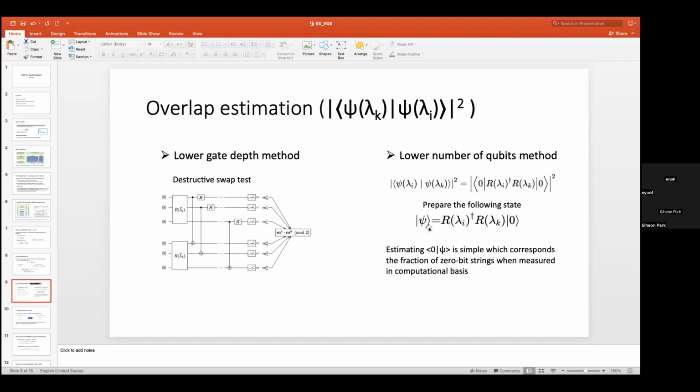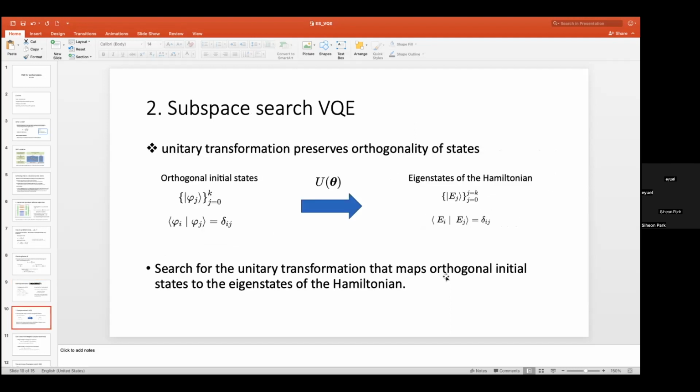So we can prepare the state in this form, and then from the measurement values, we can just take the fraction of the bit strings that are measured to be 0 in the computational basis. So these are the two methods for measuring the state overlap. So yeah, that's all about VQD.